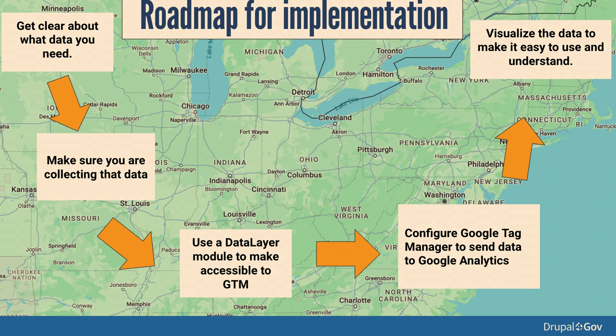And then just to recap from before, here is basically what you need to do if you're trying to get from website data to beautiful dashboard. The first two things are your non-technical things. You need to get very clear about what questions you are getting, and what data you need to answer them. So translating stakeholder questions into data fields. Then you need to make sure you are actually collecting that data. That data is available in Drupal. All your content is tagged. You have that data somewhere so that you can get it. Then you need to use the data layer module to make the data accessible to GTM. Then you need to configure GTM, Google Tag Manager, to capture all that data and send it to Google Analytics.